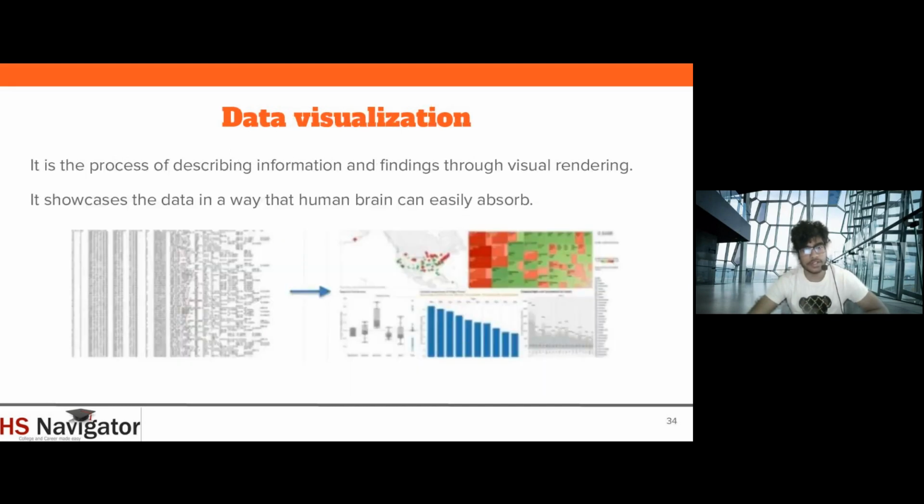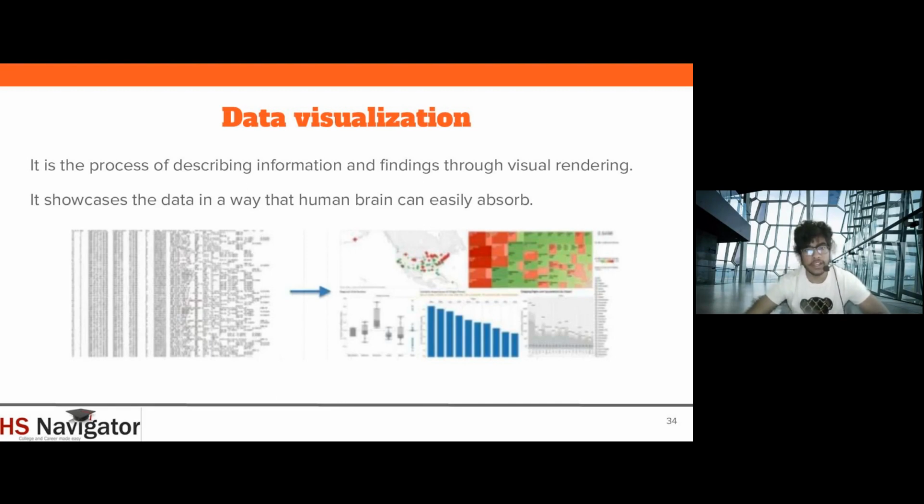Data visualization. It is a process of describing information and findings through visual rendering. It showcases data in a way that the human brain can easily absorb. For example, on the left, you can see a table with a vast amount of numbers and lots of information that would simply have no meaning just by looking at it.